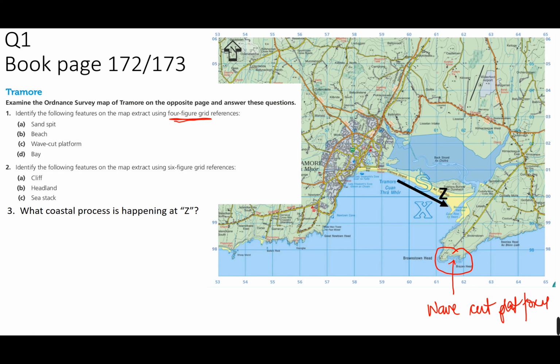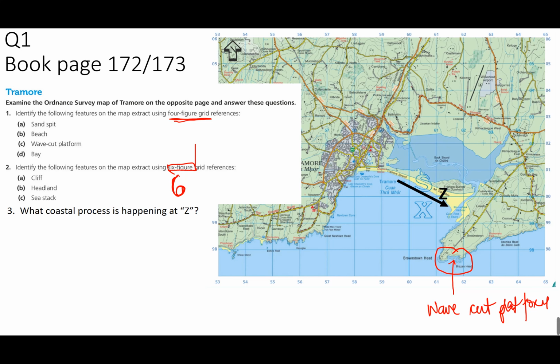Next one then, very importantly, identify the following feature and give a 6-figure grid reference. 6, please. So a cliff. You need to find an area of the coast where the contour lines are quite close together, indicating a cliff. You need to give one for a headland, and on this map here, look at the naming. Do you remember before I said if the word head is there, but also if you find the bay, the headland should be directly next to it. And a sea stack. A sea stack are those little islands off the coast.